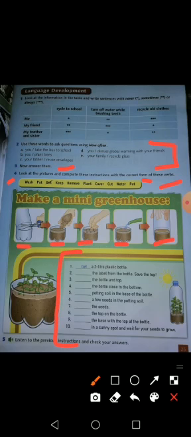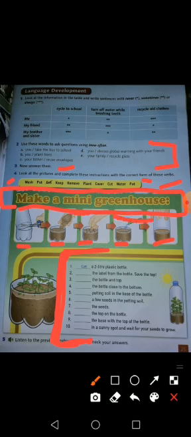What does instructions mean? Instruction is the information that tells us how to do something, right? Can you remember this definition? So, how to do this thing? Those instructions, or those points, tell us how to make a mini greenhouse, right?